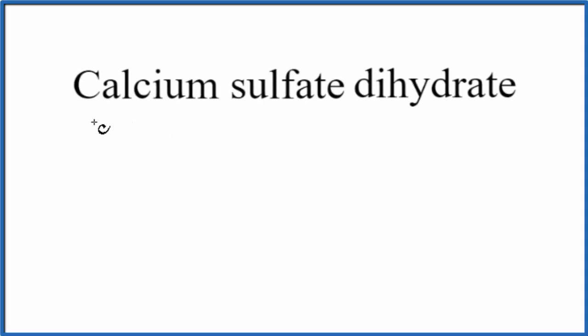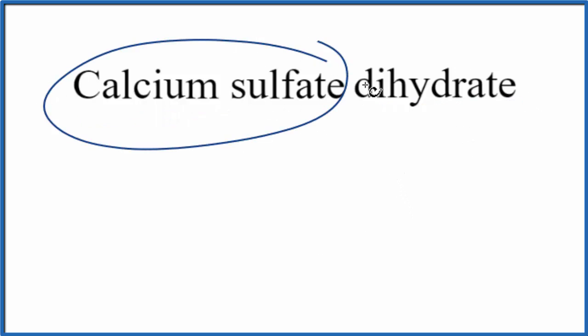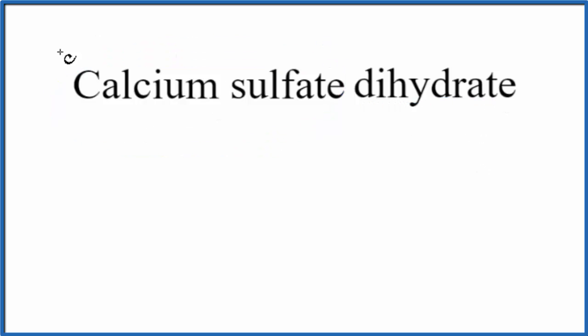To write the formula for calcium sulfate dihydrate, let's split this into two things. First, we'll do the calcium sulfate, and then we'll do the dihydrate. So calcium sulfate, if we look up calcium on the periodic table, the element symbol, that's Ca. For sulfate, this -ATE, you won't find things that end in -ATE on the periodic table.